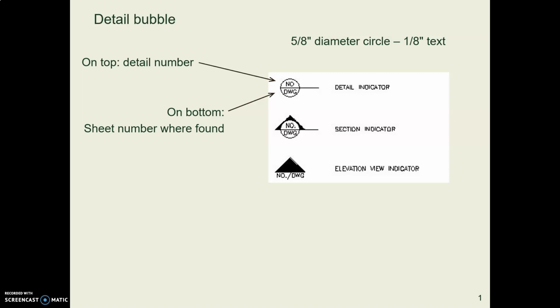I've put together a separate set of slides for you that talks just about symbols. So let's look at these symbols. Whether you're doing a detail indicator or a section arrow, you're still going to have a circle, and that circle is going to be 5/8 of an inch in diameter when printed, and the text inside will be 1/8 of an inch high when printed.